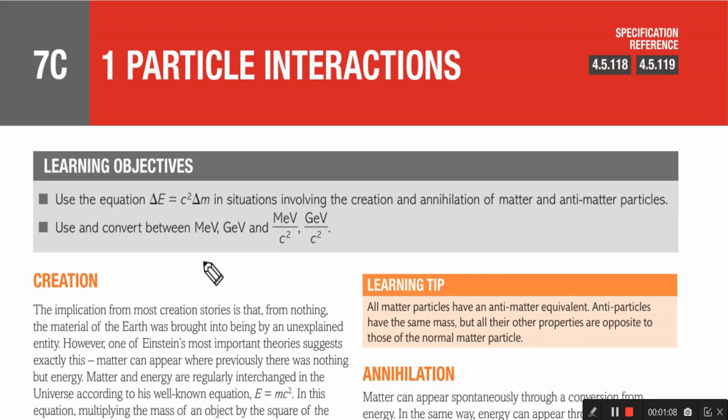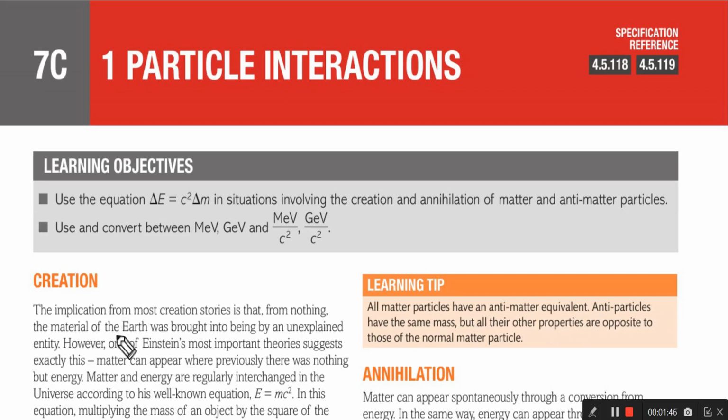Creation. When pure energy is converted into a particle and antiparticle, this process is known as creation. The implication from most creation stories is that from nothing the material of the earth was brought into being by an unexplained entity. However, one of Einstein's most important theories suggests exactly this.